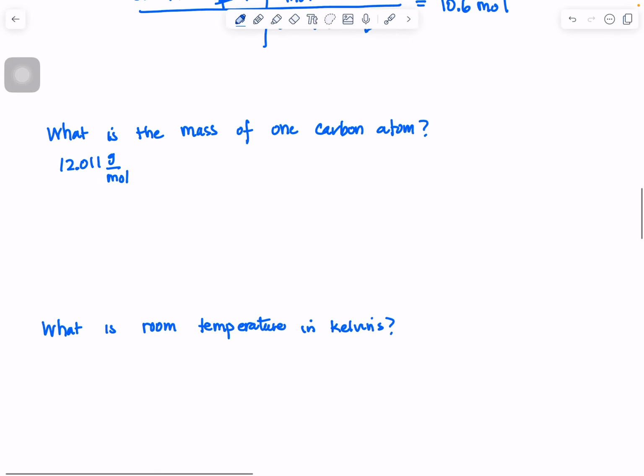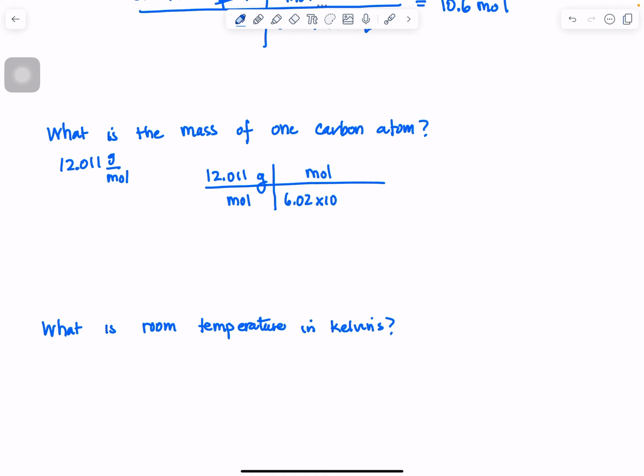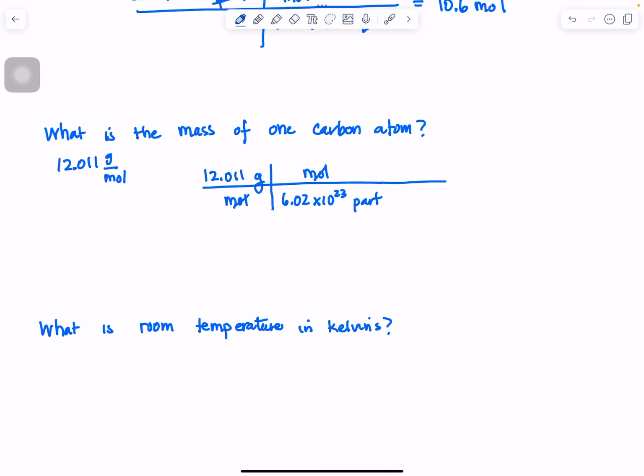All right, what is the mass of one carbon atom? So I know that a carbon atom is 12.011 grams per mole. So this is per mole. I want to get to particles, so I know that a mole is 6.02 times 10 to the 23rd particles. So moles will cancel, and I'll have grams per particle, but I need to convert to kilograms. And so I know that there are 1,000 grams per kilogram.